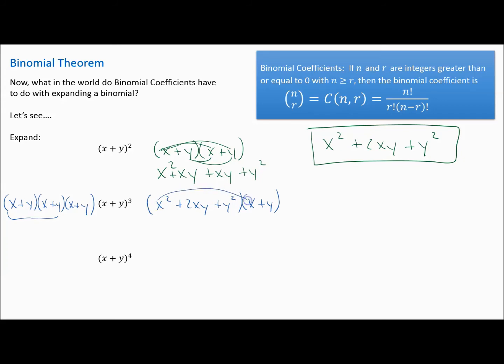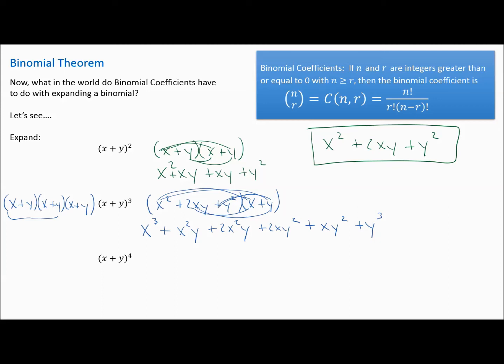So x squared times x is x to the third. X squared times y is plus x squared y. Now I got to move on to this next one. 2xy times x is 2x squared y. And then 2xy times y is 2xy squared. We're still not done. Y squared times x is plus xy squared. And then y squared times y is plus y to the third. Ooh, yuck. We've got to do this one more time, too.